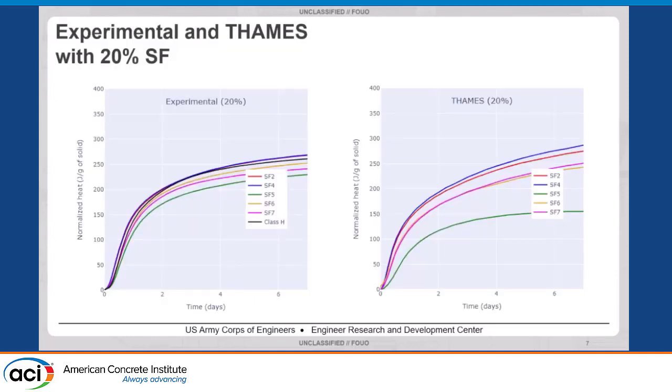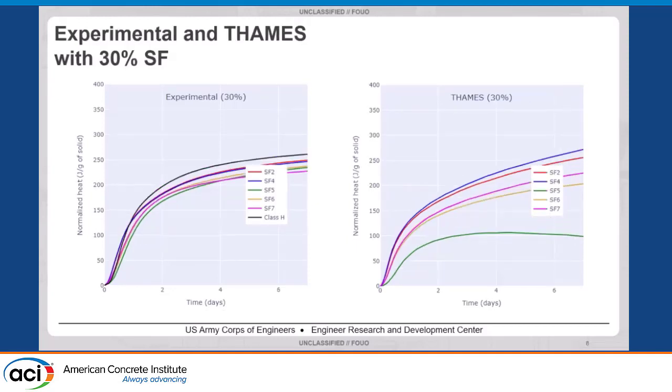Here are some experimental and THAMES simulation results with 20% silica fume. What we see here is that the trends are pretty much similar: experimental trends and THAMES trends are similar. But you are seeing this green line at the very bottom. It is representing SF5, and that's fine, since SF5 had the highest LOI and the lowest silica content. We go to the 30% silica fume replacement, and again, it is the same thing.